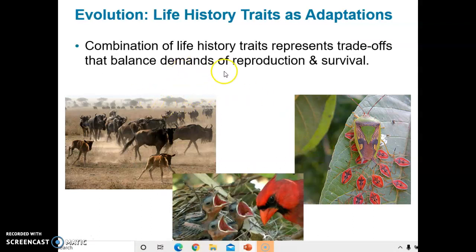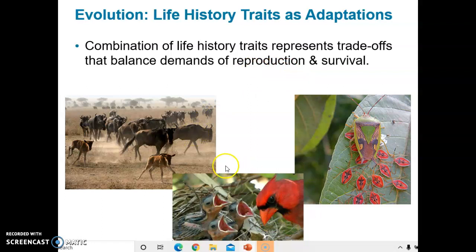A combination of life history traits represents the trade-offs that balance the demands of reproduction and survival. It takes energy to survive, to gain food and resources, and it takes energy to reproduce and produce offspring, and to care for the offspring. Depending on the organism, how long it lives and often how large it is will determine these trade-offs between the energetic costs of reproduction and survival.